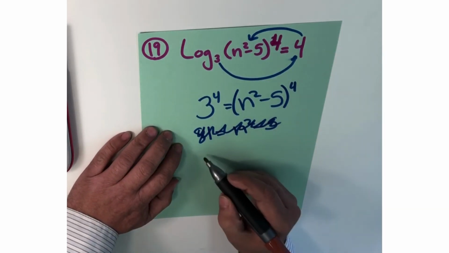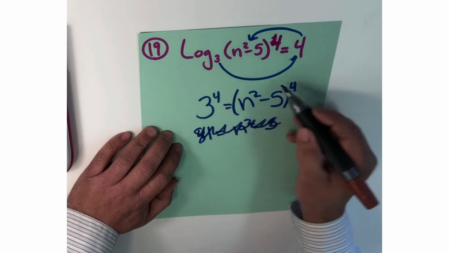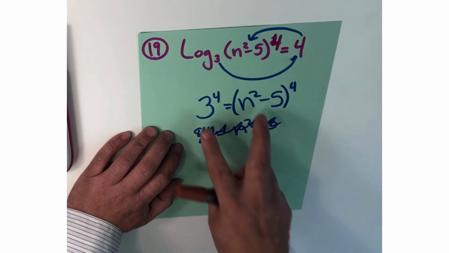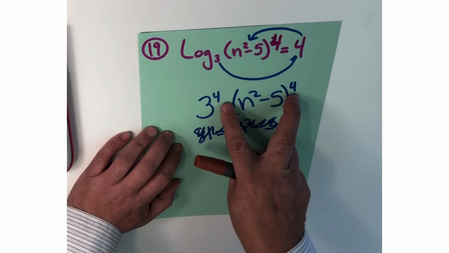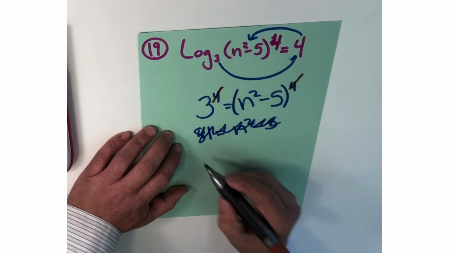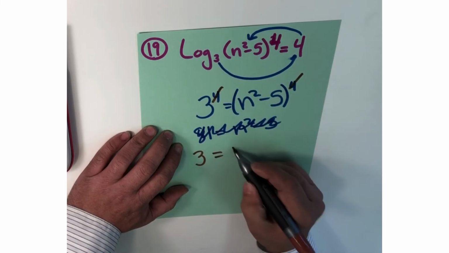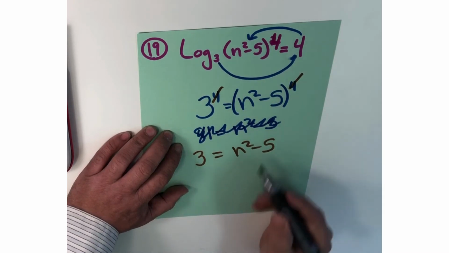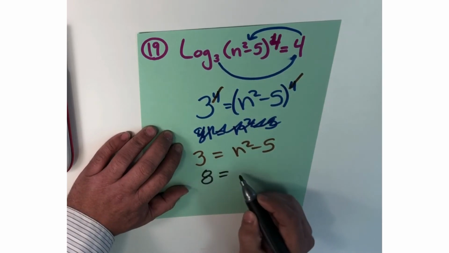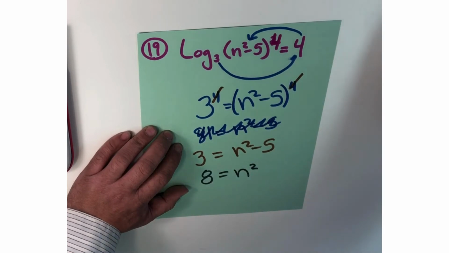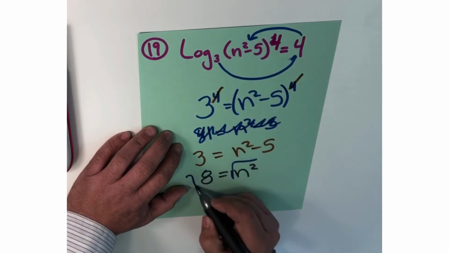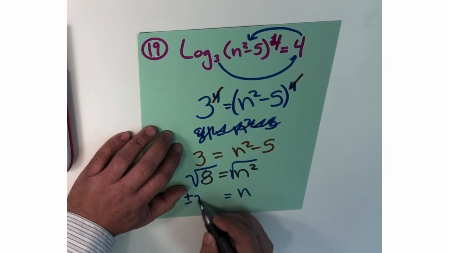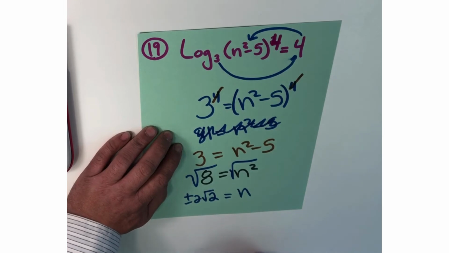So now I have 3 to the 4th is equal to parentheses n squared minus 5 to the 4th. What can you notice? That my bases are not the same, but my exponents are. So let me cancel the exponents. So you're left with 3 is equal to n squared minus 5. When you add 5 over to the other side, you get 8 is equal to n squared. And as you know, you take the square root so you can get rid of the square, and you get n is equal to plus or minus 2 radical 2 when you simplify it.